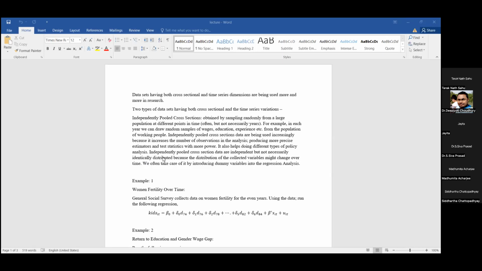First of all, this is important. The independently pooled cross-section data are independent but not necessarily identically distributed, because the distribution of the collected variable might change over time. We often take care of it by introducing dummy variables into the regression analysis. This is exactly the example, the two or three following examples that we will give over here, that will take care of policy analysis and show how we do it.